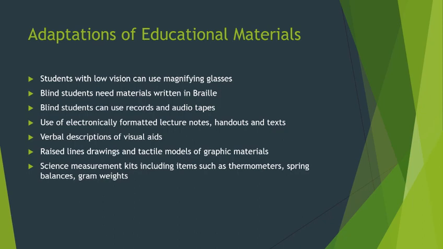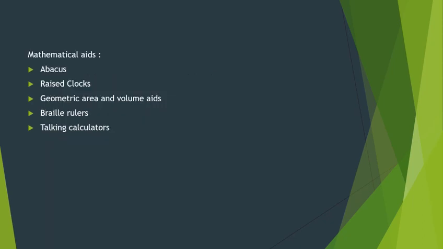For science, measurement kits, including items such as thermometers, spring balances, and gram weights can also be used. For teaching mathematics to visually impaired children, the teacher can use mathematical aids such as abacus, raised clocks, geometric area and volume aids, braille rulers, and talking calculators, among many other things.